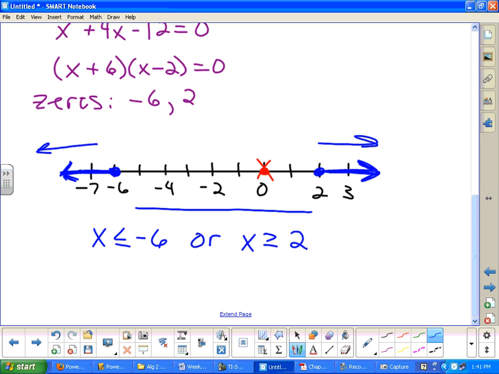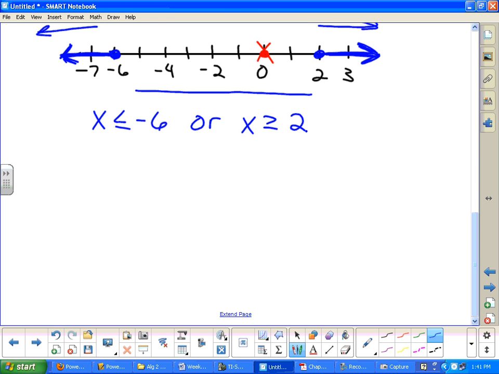Okay, so here's our number line. Here's our compound inequality. Then as interval notation, this is going to go where? Negative infinity, right? Okay. So then we have negative infinity to negative 6. Negative infinity is not an exact number, so I use parenthesis. Or positive 2 to infinity.